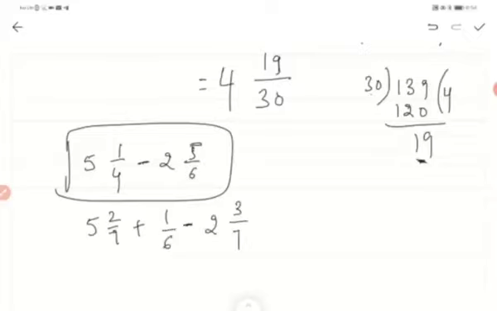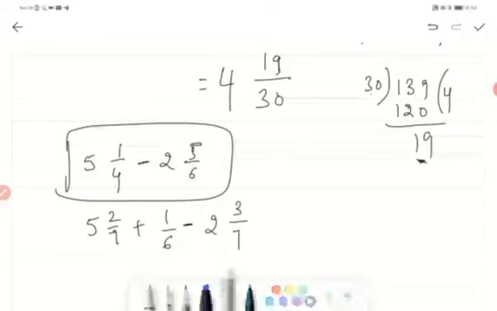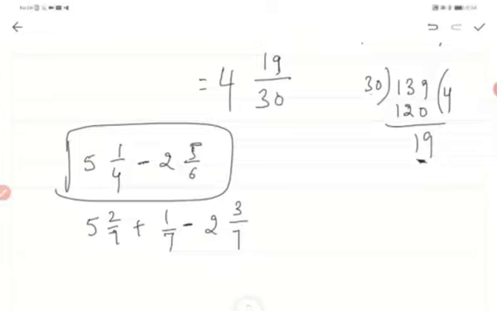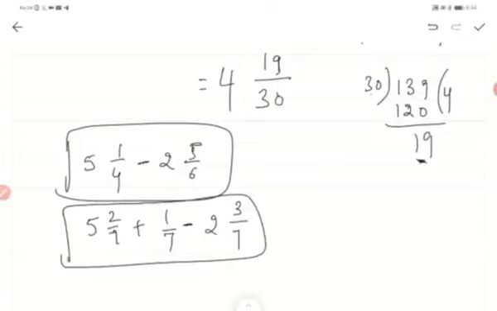Alright, so no, let me take this 7 only. So this is 1 by 7: 5 2 by 7 plus 1 by 7 minus 2 3 by 7. Okay, do these 2 problems as homework, and if you're not able to do it, we can discuss in our class. Okay, so try to solve this. See, practice is very much important, so practice as many problems as you can.